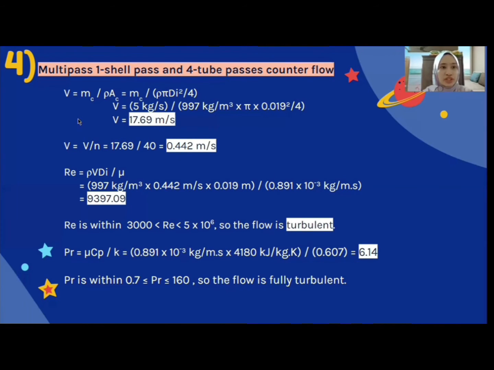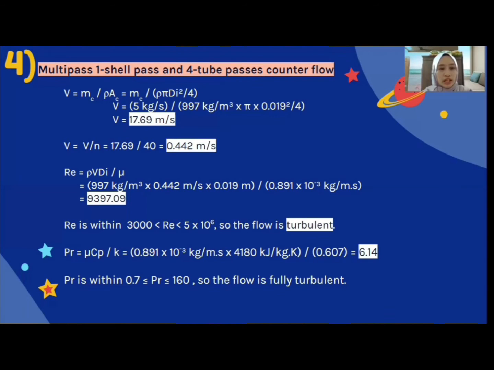To calculate the average velocity, we substitute the value for the mass flow rate of the cold water, the density of the cold water, and the area, and we got the average velocity equivalent to 17.69 meter per second. And from the average velocity, since the total number of tubes is 40, we divide by 40 to get the average velocity for each tube, which is 0.442 meter per second.